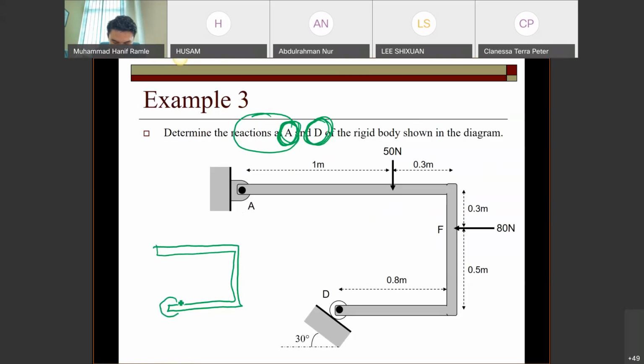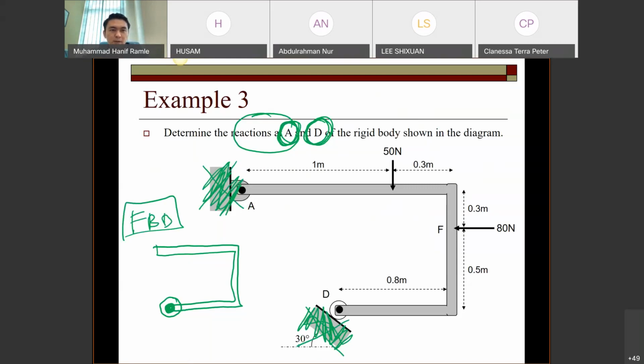Okay, with the roller there. Draw it, excluding the things that you don't want. For example, this one, the wall, and this floor. Exclude these, so you have this FBD. The second step is you have to determine the reaction.